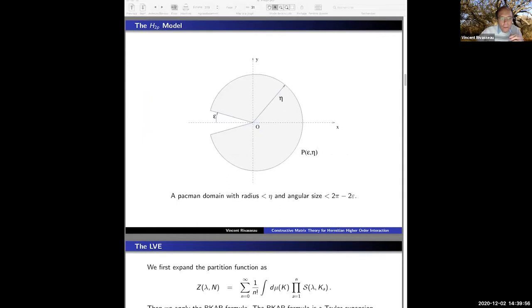Now, in the figure is the Pac-Man domain with radius less than eta and angular size less than 2 pi minus 2 epsilon.